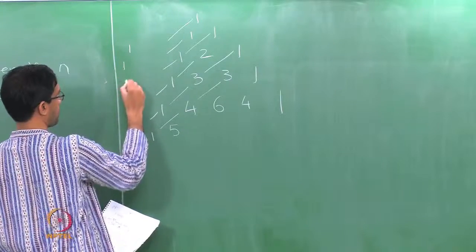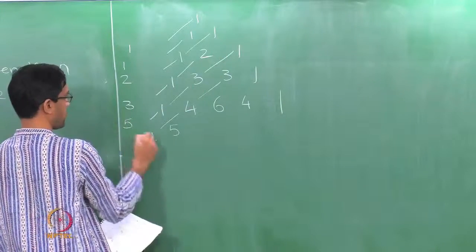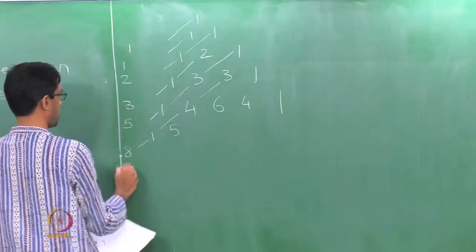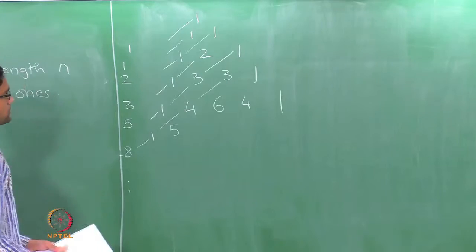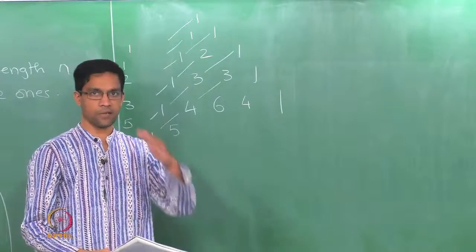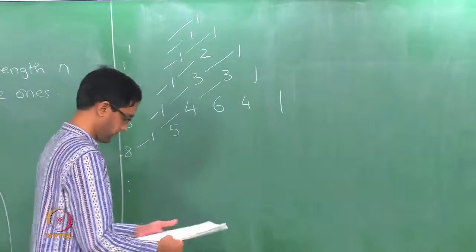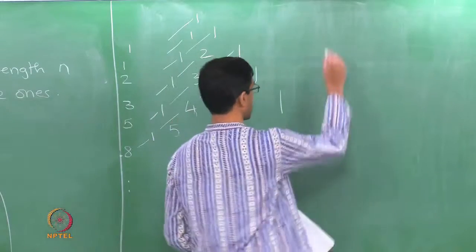So this is 1 1, that's a 2, this is a 3, 1 3 1 is a 5, 1 4 3 is an 8, and so on. Okay, so you can actually obtain the Fibonacci numbers from the Pascal's triangle by summing up along these diagonals in some sense. Okay, so now here's another problem.